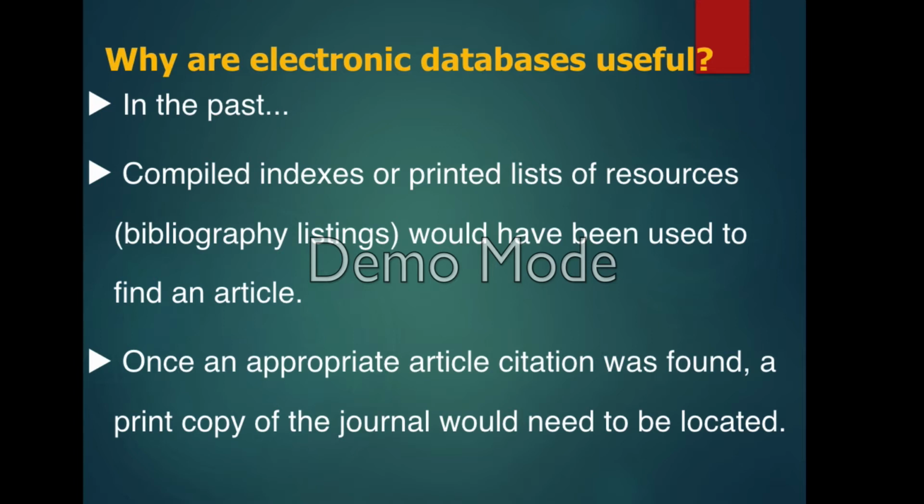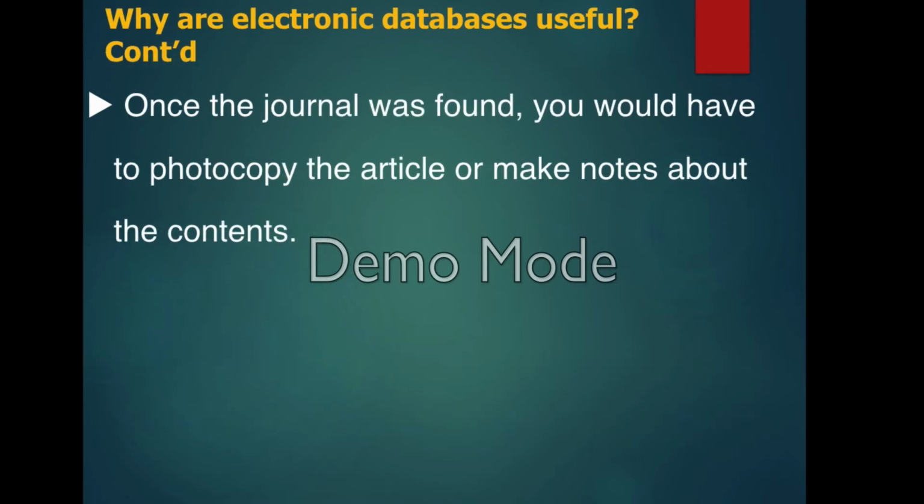Once an appropriate article citation was found, a print copy of the journal would need to be located, because we were not in the electronic system. In the past, we used the manual system. So when the journal was found, you would have to photocopy the article or make notes about the contents. Assuming I needed information from the University of California Library, in the past, I would send them a telegram telling them that I needed a particular title.